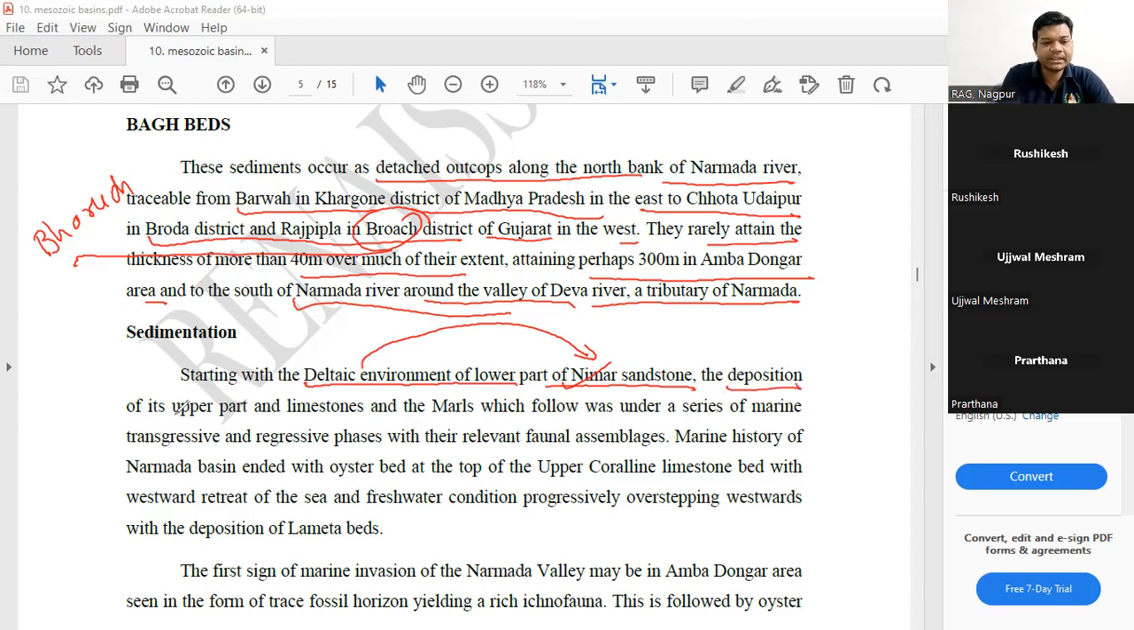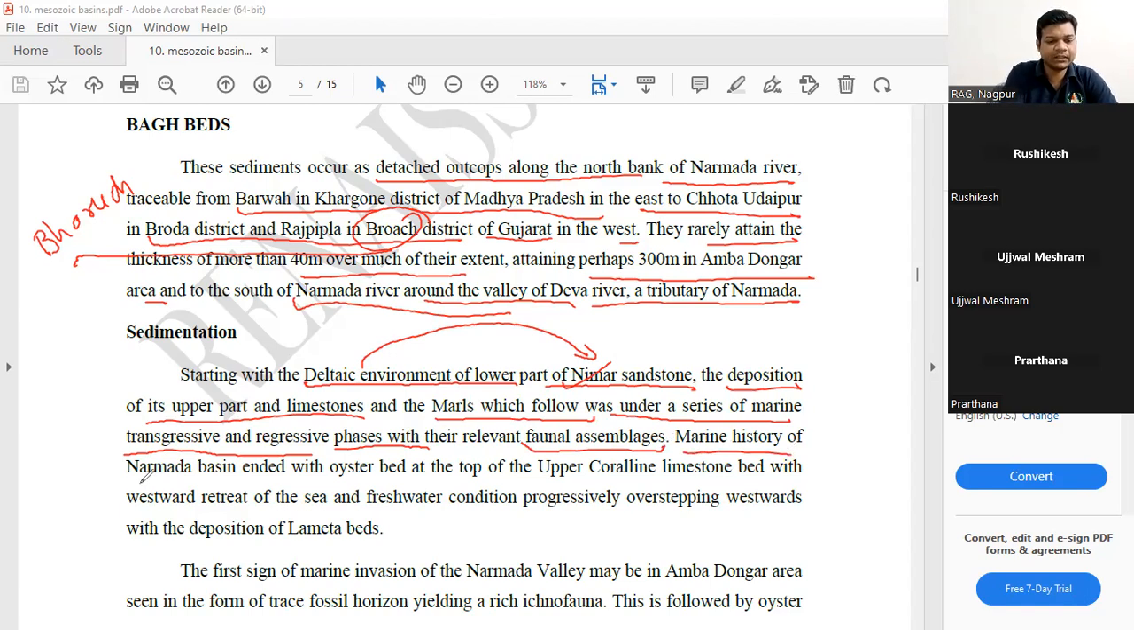The deposition of the upper part of limestone and the marls which follow was under a series of marine transgressive and regressive phases, so there is marine regression and transgression, with the relative faunal assemblage. So there are obviously fossils, since we are talking about these Bag beds.